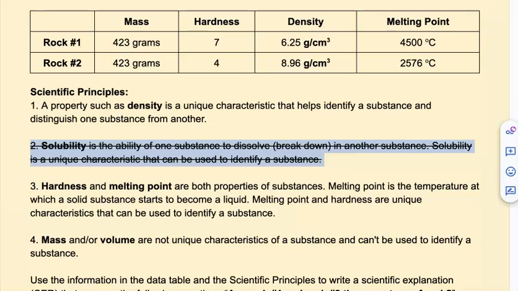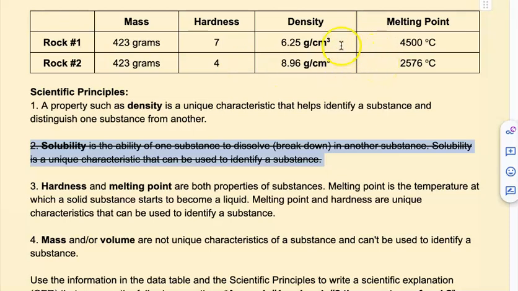Let's see what it says. They're both properties of a substance. Well, that's true. Big deal. Who cares? Well, but read on. Melting point is the temperature at which a solid substance starts to become a liquid. Melting point and hardness are unique characteristics and can be used to identify a substance. Bingo, that's it. Melting point and hardness are unique characteristics that can be used to help identify a substance. And look, they're different. That's huge.